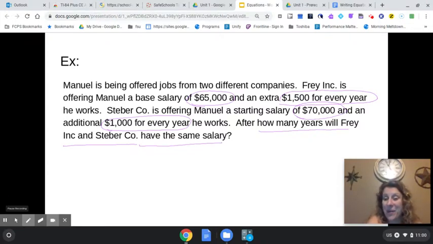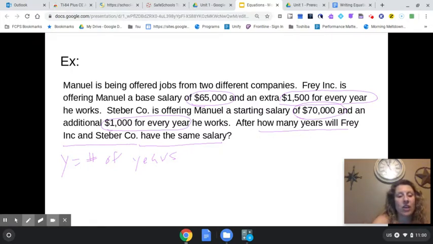Okay, let's go ahead and identify our variable here. So it asks us how many years. So we need to know what's the number of years until they're equal. So I'm going to say y is our variable that we're going to use, and it's going to represent the number of years when the 2 salaries are equal. Okay, let's go ahead and translate first Frey Incorporated.